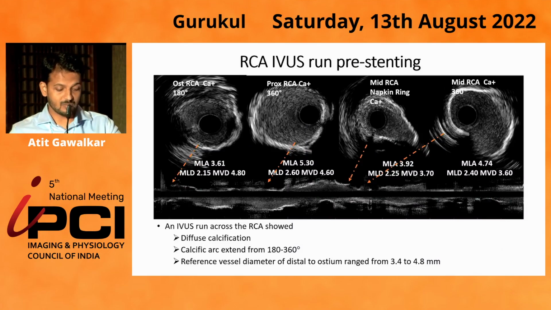So this was the summary of the IVUS run before stenting, which showed the diffuse calcification. There's a calcium ring from 180 degrees up to 360 degrees at different positions. And the vessel diameter at the mid RCA was 3.6 mm, and the vessel diameter at the ostia was 4.8 mm.